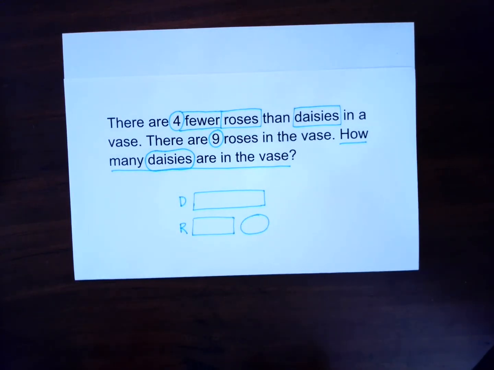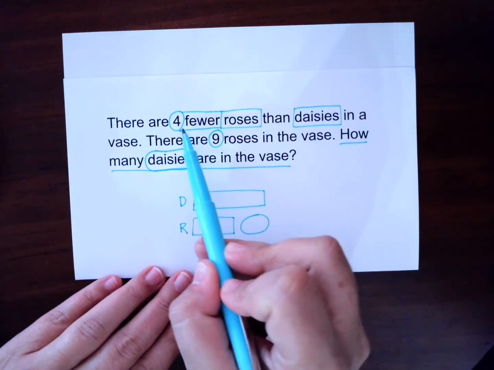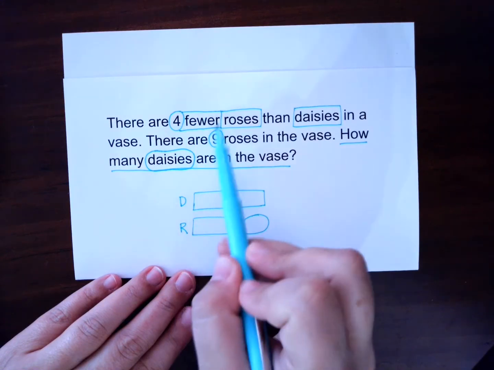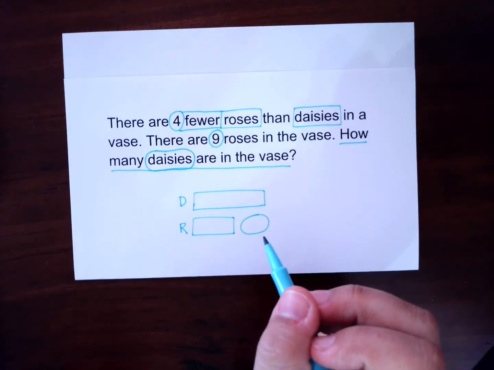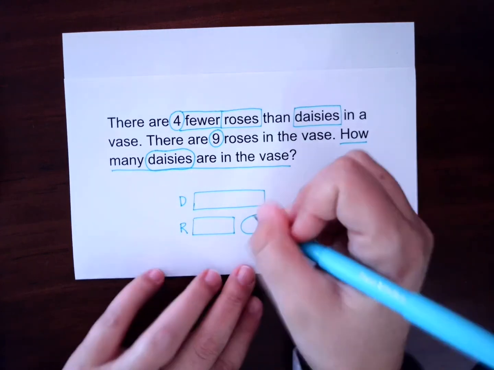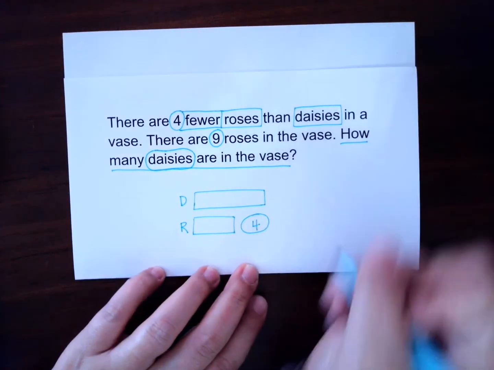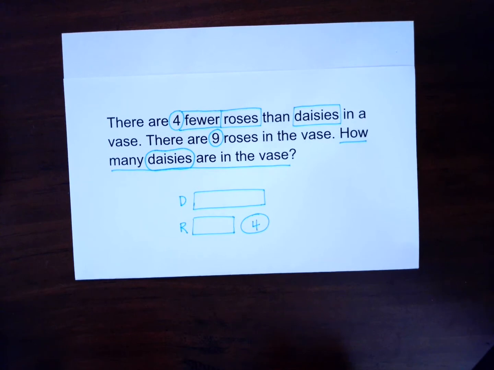This part is very important. If you do your letters incorrectly, you will get the problem wrong. So it is very important to write in those letters. Okay, so now I need to figure out what I know. Well, like I said earlier, if there is a number attached to the word fewer or more, that number goes in the oval. So I'm going to put my 4 right there in the oval.